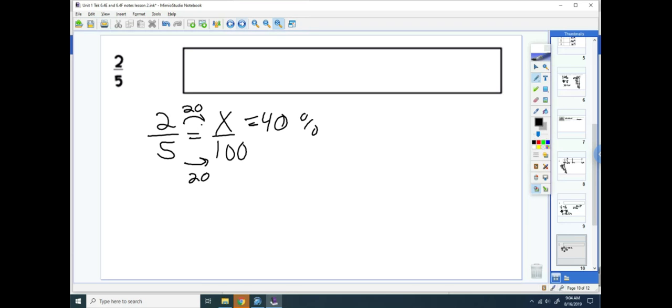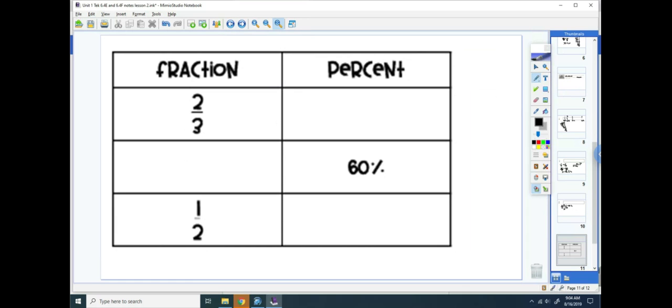Okay, and we're going to save the bottom for later or just for extra practice. You don't have to do those because it's the same idea as we've just been doing.